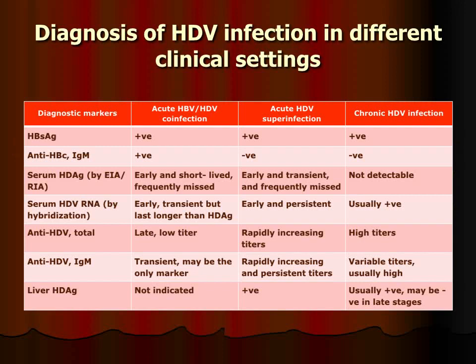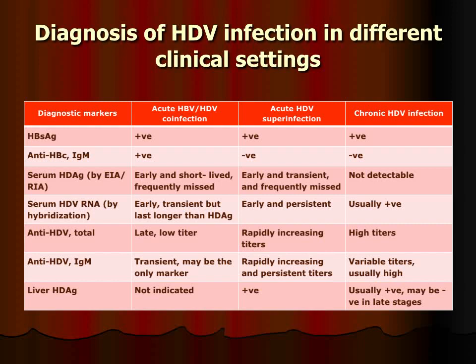This is a summary of the diagnosis. Acute hepatitis B and D co-infection: the surface antigen positive, anti-HBc IgM positive. Serum HDAg by ELISA is early and short-lived, frequently missed, so we do not depend on it. Serum PCR is early and transient, but lasts longer than the D antigen. Therefore, it is not necessary to ask for both the antigen of D and the PCR, as they may be positive or may have disappeared early.